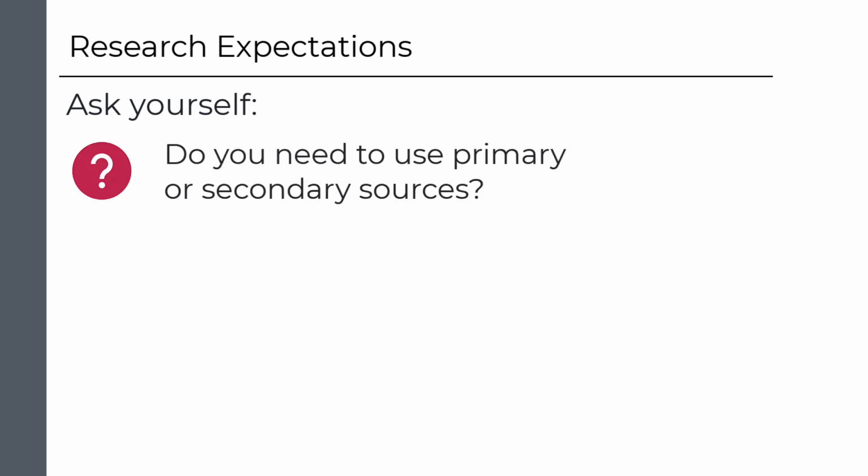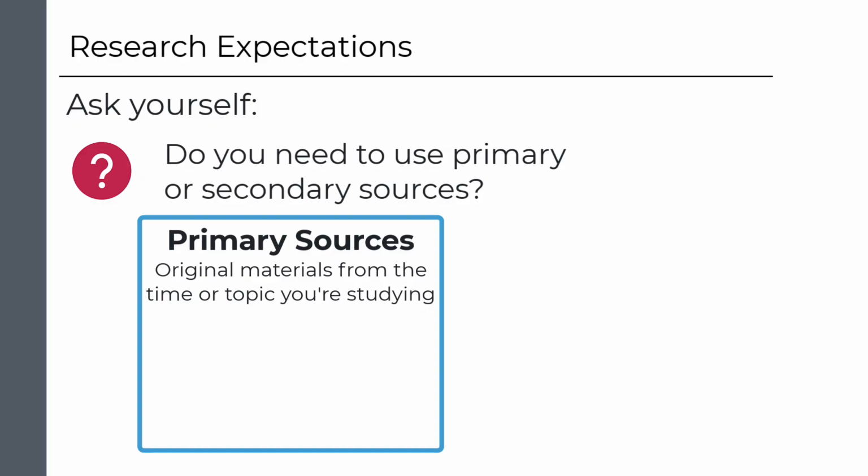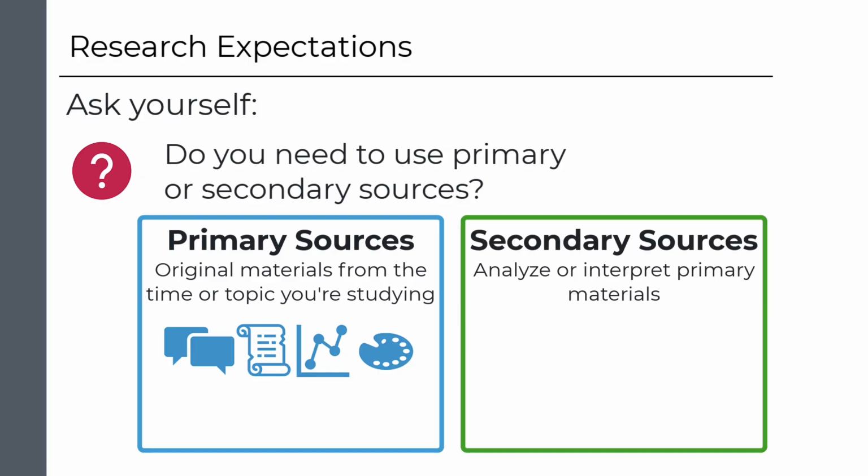Primary sources are original materials from the time or topic you're studying. These could include things like interviews, historical documents, data from experiments, or original works of art. Secondary sources, on the other hand, analyze or interpret those primary materials. Think of textbooks, scholarly articles, or reviews. Knowing which type your assignment requires helps you choose the sources that best support your argument.